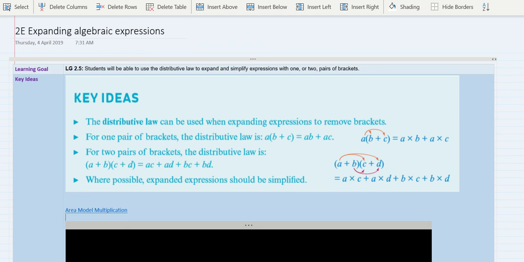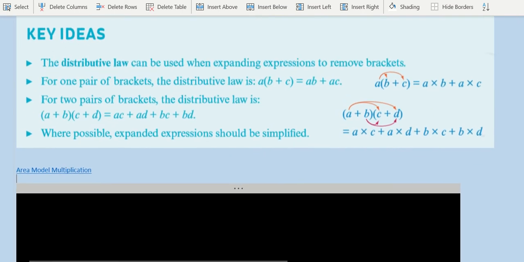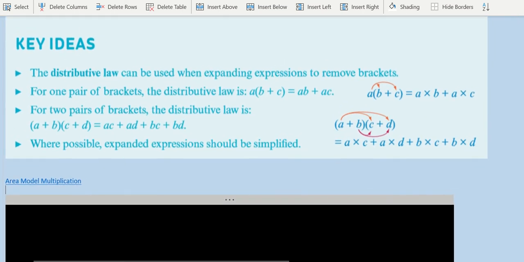It's expanding algebraic expressions. So the point of today's lesson is that you should be able to use the distributive law to expand and simplify expressions with one or two pairs of brackets. The key idea is this idea of the distributive law. Now it comes with two ways of being expressed, one with one bracket and one with two brackets.